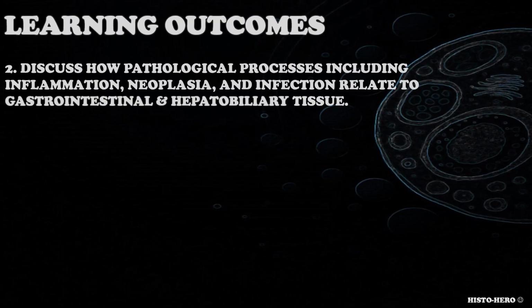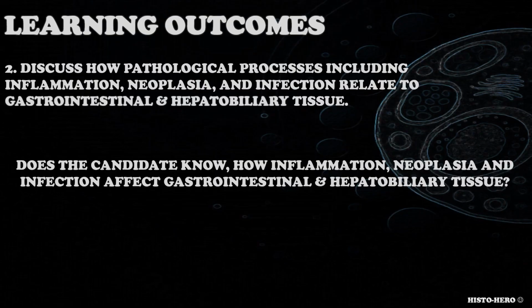The second learning outcome is, discuss how pathological processes including inflammation, neoplasia, and infection relate to gastrointestinal and hepatobiliary tissue. The candidate needs to know how inflammation, infection, and neoplasia affect gastrointestinal and hepatobiliary tissue.